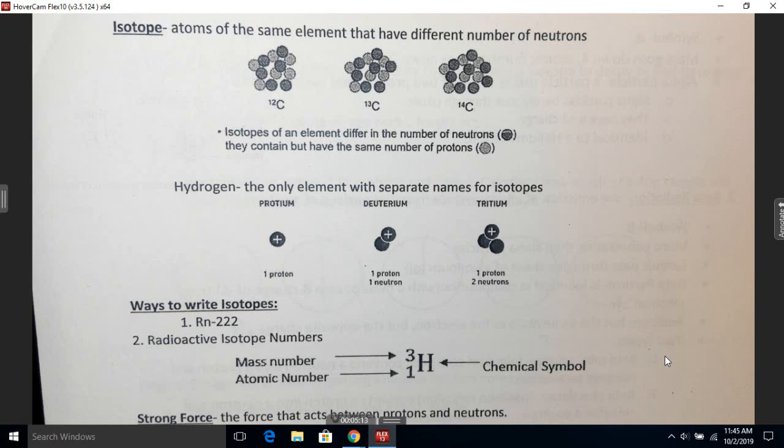Because y'all just figured out what actually determines which element is which. What determines which element is which? Protons. Okay, we got a lot of stuff going on and a lot of faces that are kind of empty looking. Let's see.